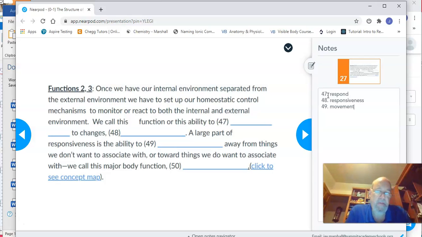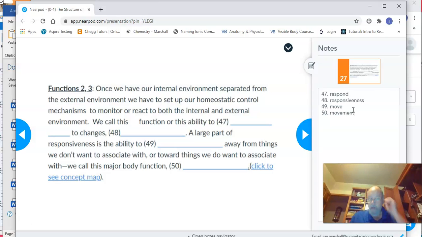I move to respond to something in the environment, for example. It's part of responsiveness, but it's big enough that we give it its own category. So movement away from things we don't want to associate with, or toward things we do want to associate with, we call this major body function movement. A large part of responsiveness is the ability to move, and we simply call this major body function movement.